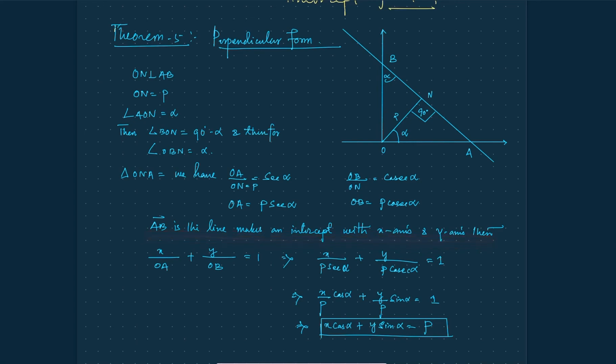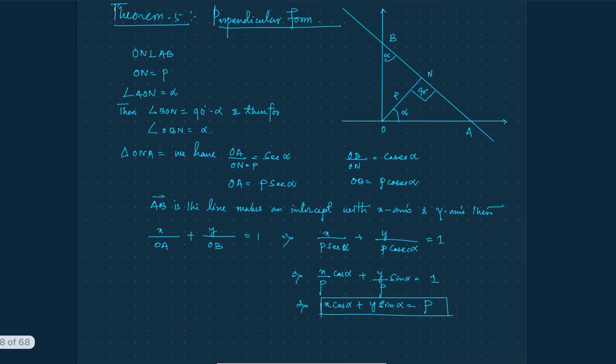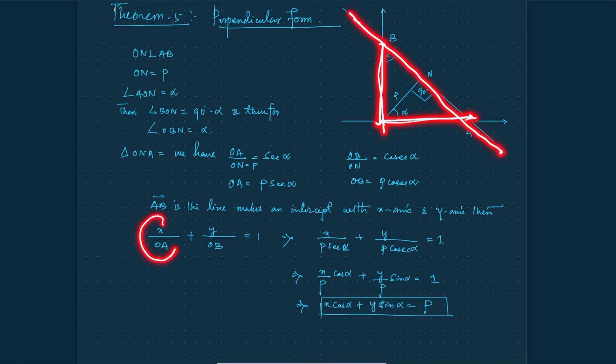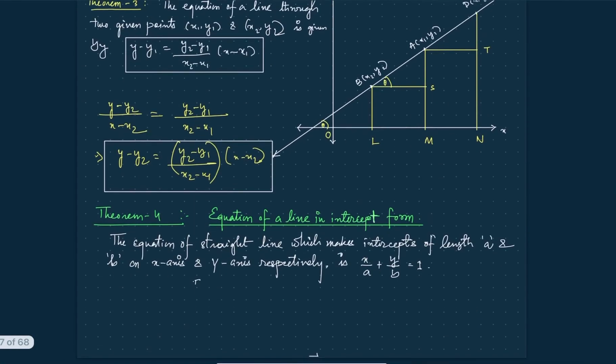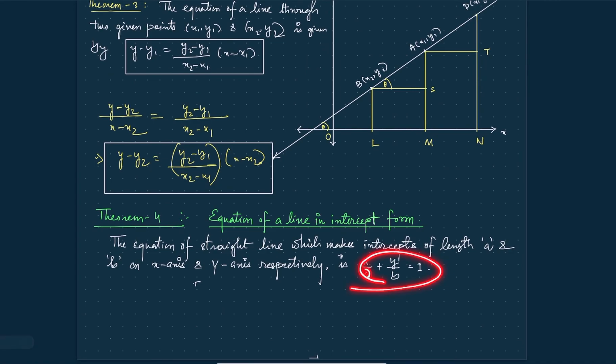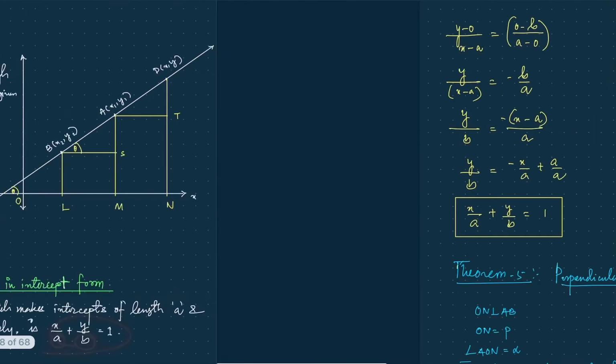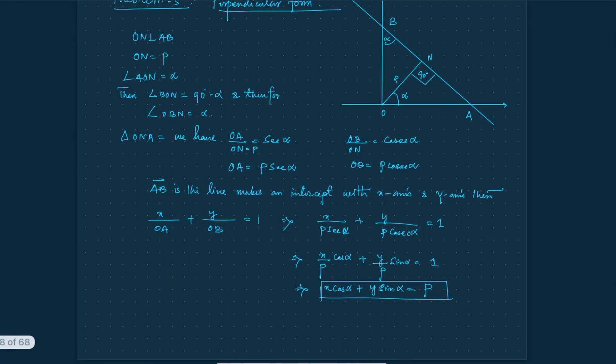AB is the line that makes an intercept with the x axis and y axis. We know the intercept form of a straight line: if this is OA and this is OB, the x intercept is OA and the y intercept is OB, so x by OA plus y by OB is equal to 1. This is what we have studied. Here OA means p sec alpha and OB means p cosec alpha, so I am replacing them here.